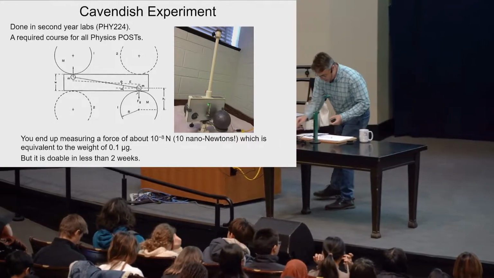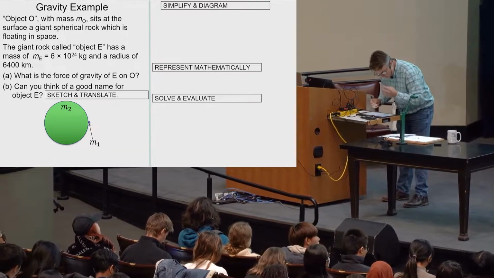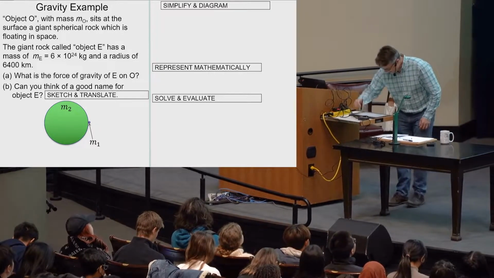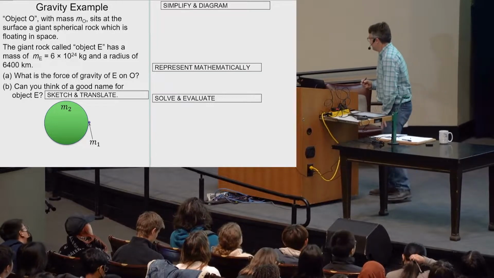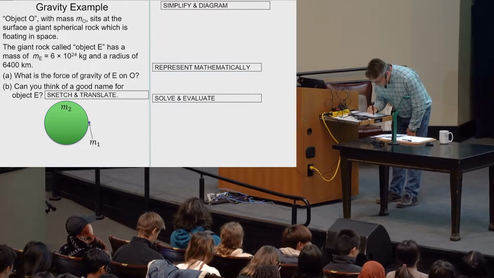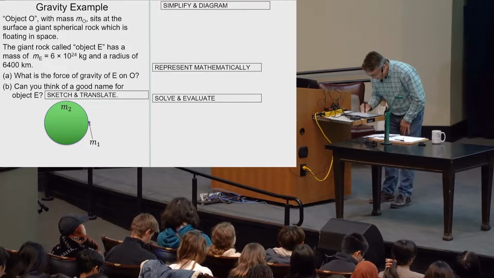But okay, so let's do an example. If there's two objects, we're going to call them object O. This is a Sharpie. Don't write on the screen with a Sharpie. Sounds like there's a joke there. Okay. Two objects, object O and object E. I don't know why I've called them that, but let's just call them that.